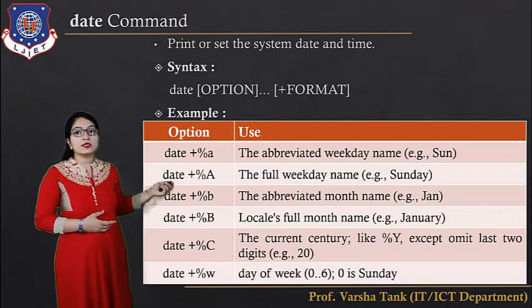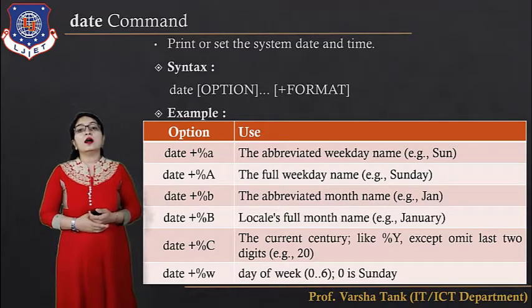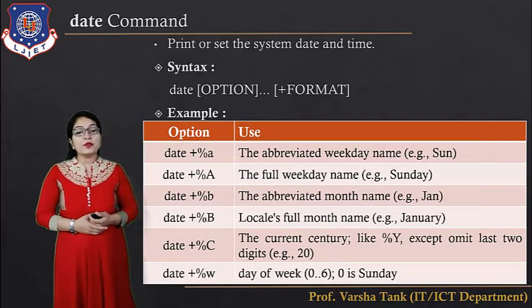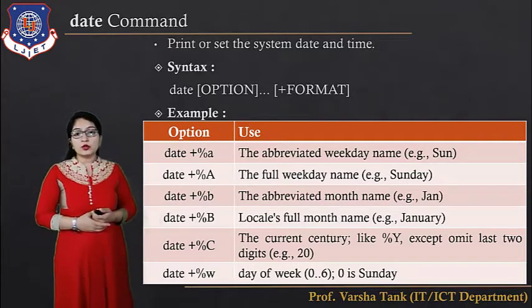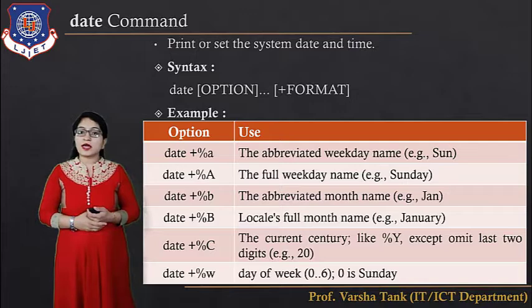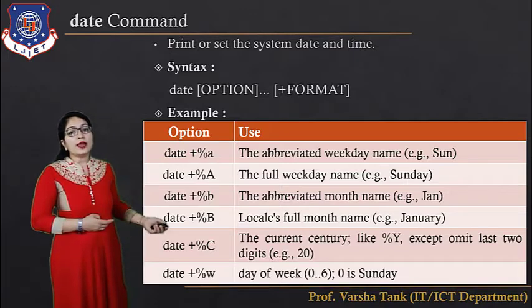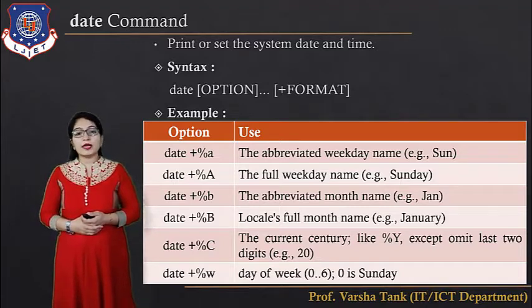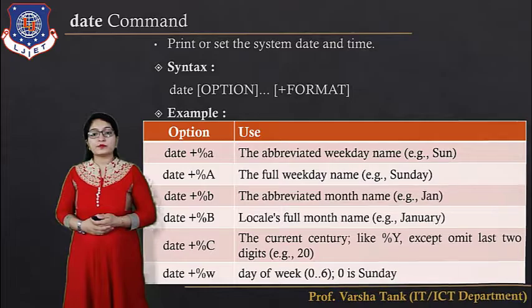Then date +%B displays the locale's full month name, for example January. Date +%C is the current century, like %Y except it omits the last 2 digits, that is 20. And date +%w is the day of the week, for example 0 is Sunday, 1 is Monday, and like this.